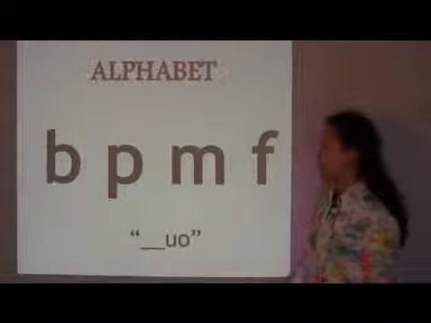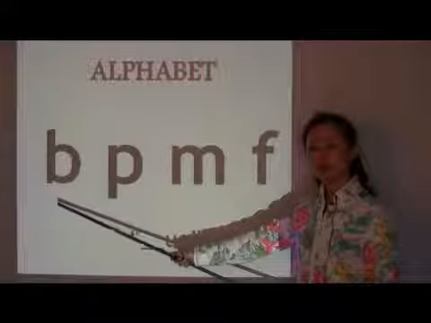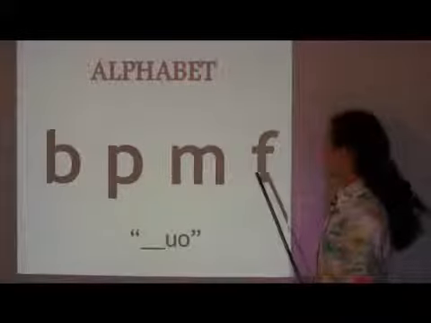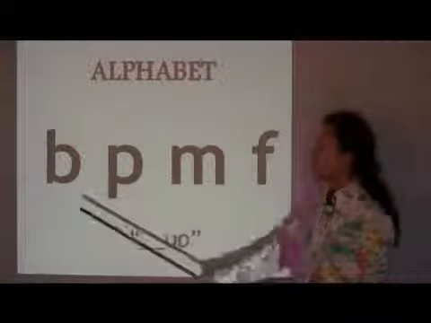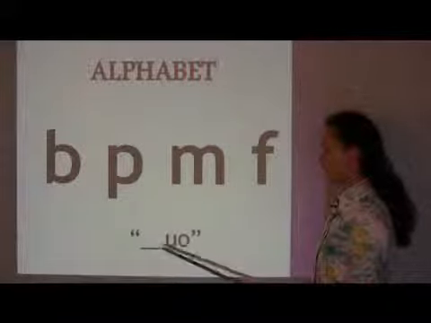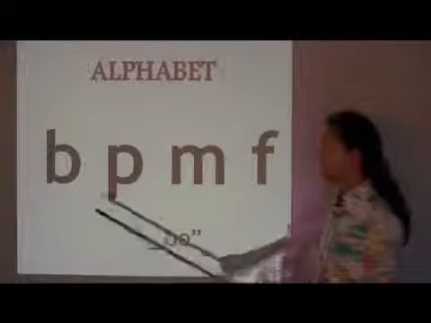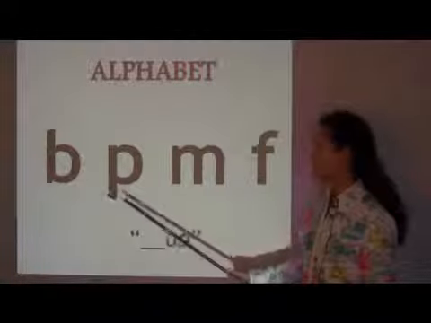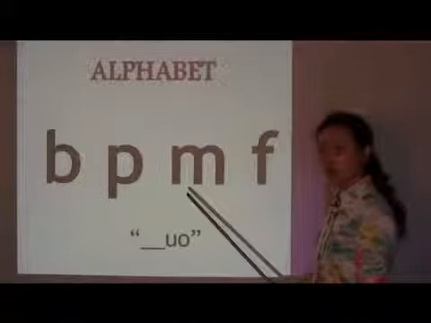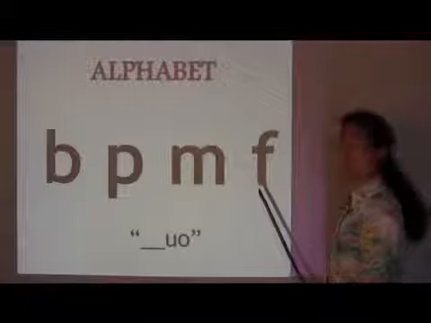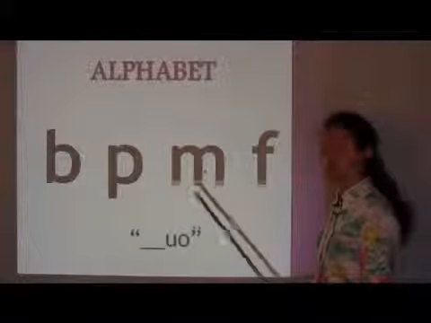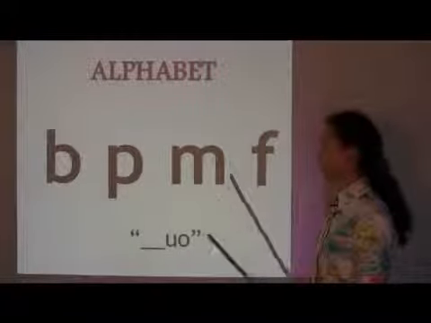The first four, we have bo, po, mo, fo. We break it down like this because these four tend to have the same endings. O right here, so you substitute the first one. B sound, bo, p, po, m, mo, and last one, f. Fo, bo, po, mo, fo.